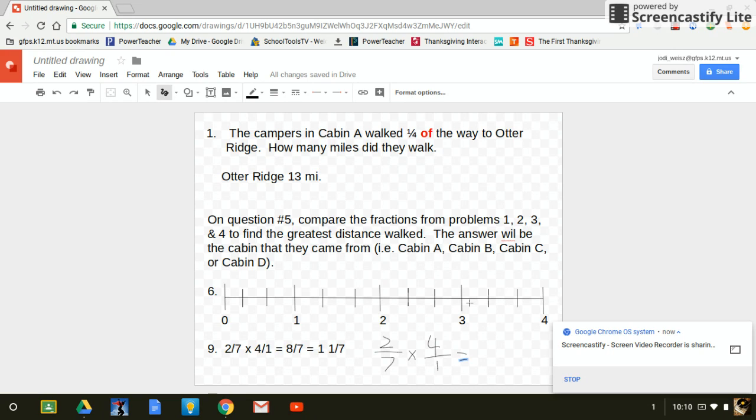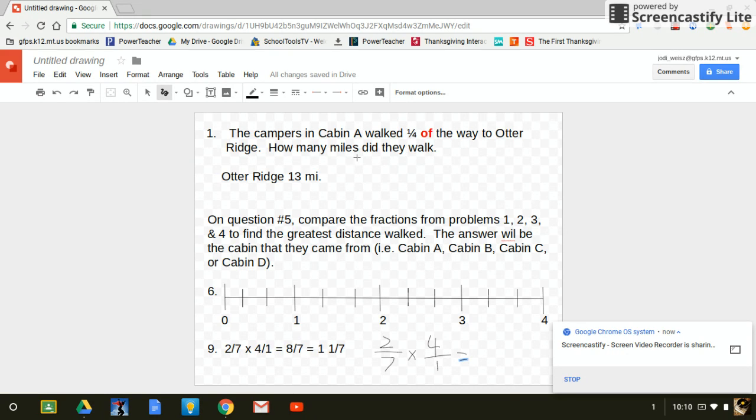It reads, the campers in cabin A walked 1/4 of the way to Otter Ridge. How many miles did they walk? As you can see, I made the word of in red, bold letters, because that is one of our keywords that tells us what we need to be doing in our equation. When we see that word of, when we're working with fractions, that means that we multiply.